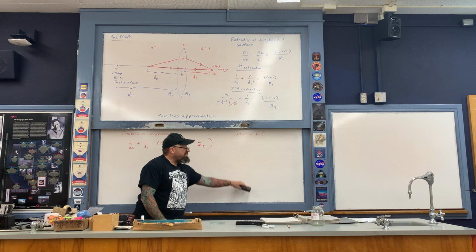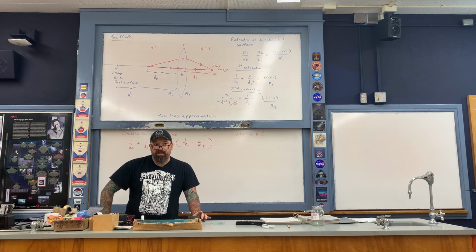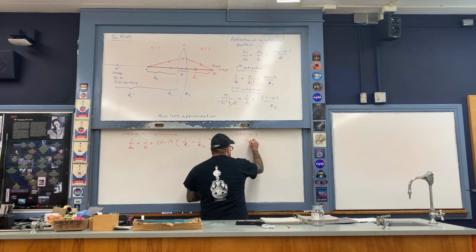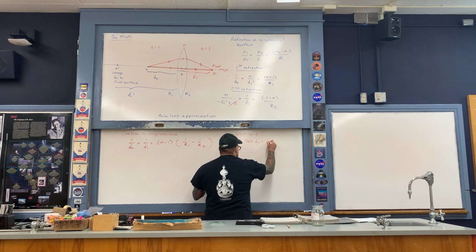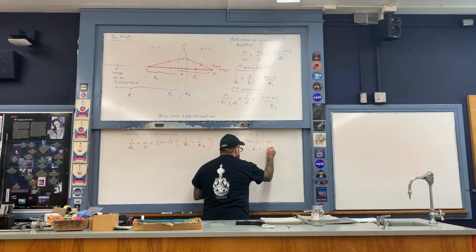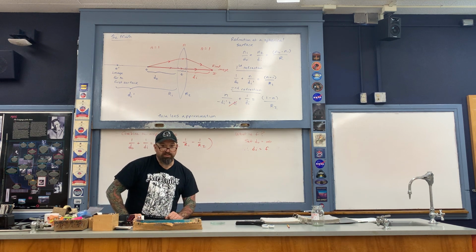Well, in order to find the focal length, we have to find the image distance for an object that is placed infinitely far away from the lens. So what I'm going to do is set the object distance in this equation equal to infinity, and therefore the image distance is equal to the focal length. Watch what happens as I do.